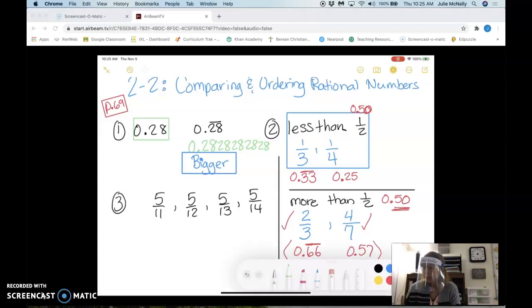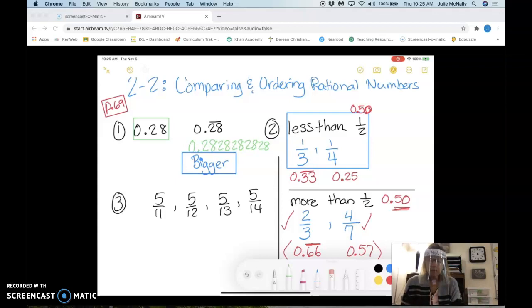For number 3, it says, are these fractions in order from least to greatest or greatest to least? And please explain. So something funny about fractions is the bigger the number that's on the bottom, the smaller the fraction. Okay, so if the number's bigger, it's actually a smaller fraction. If the number is smaller, it's actually a bigger fraction. And we can find that out, again, by dividing on our calculator.